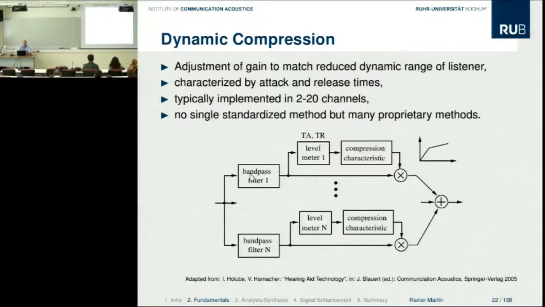So that is a typical compression characteristic that is implemented, and it then controls this multiplier here, which regulates the gain for, for example, bandpass filter one here. And then you do this in several frequency bands and add up the signals to produce the output signal. Typically, you have 2 to 20 channels, with the larger number of channels now in modern devices. There's no single standardized method, but all the manufacturers have their own proprietary methods. Of course, that also contributes a lot to the success that users have with hearing aids. The speech intelligibility that you can get out of it is also much related to the compression, especially when listening in quiet.